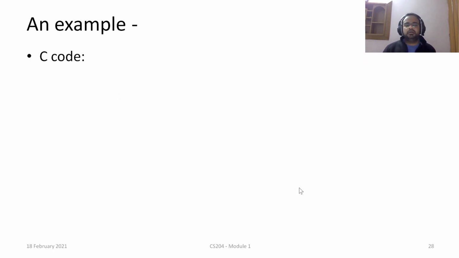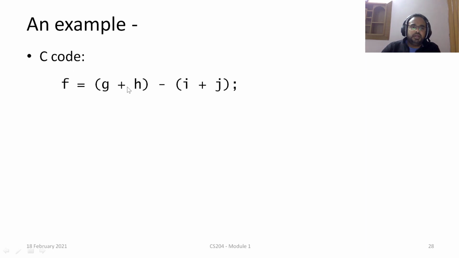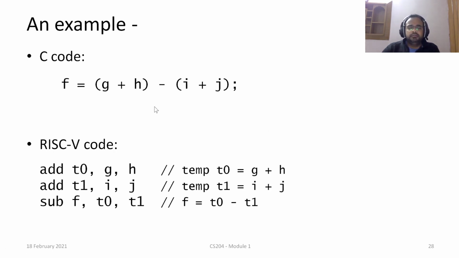Let's take an example. A typical C code that we want to look at would be something like this, where we have five variables. F is, you can say, the destination variable. What F is assigned is G plus H minus I plus J, right? So if we want to write this into RISC-V code, it would look something like this.